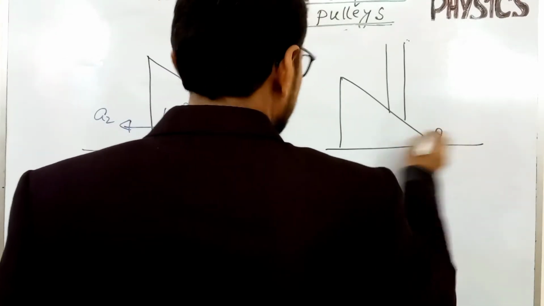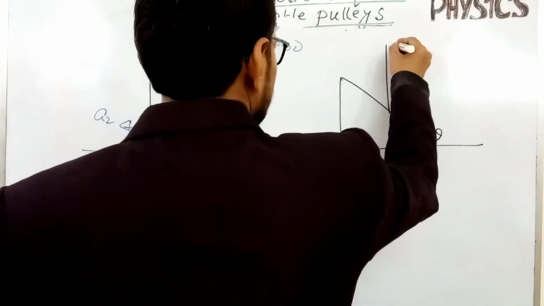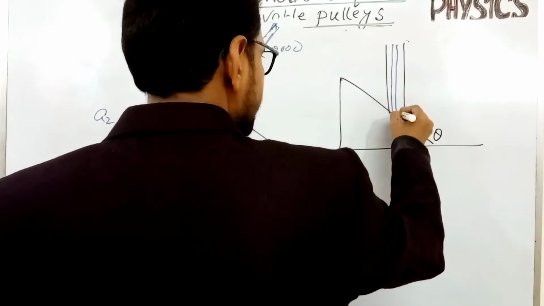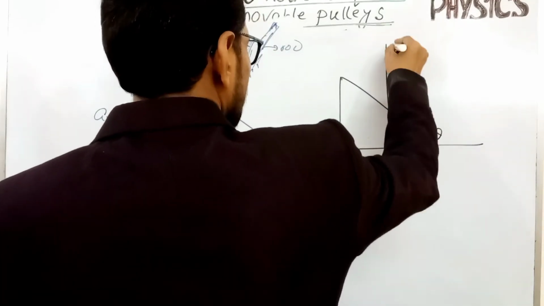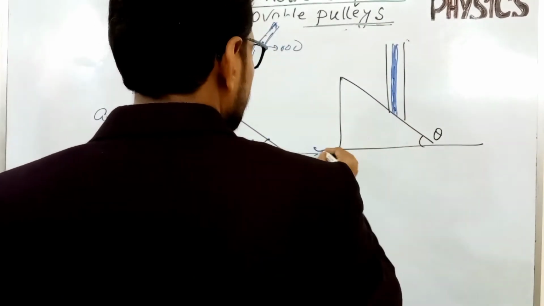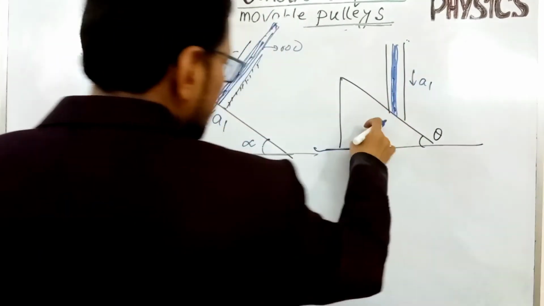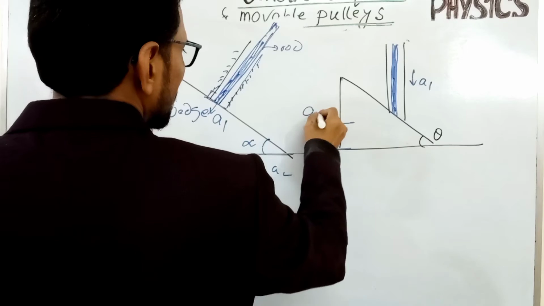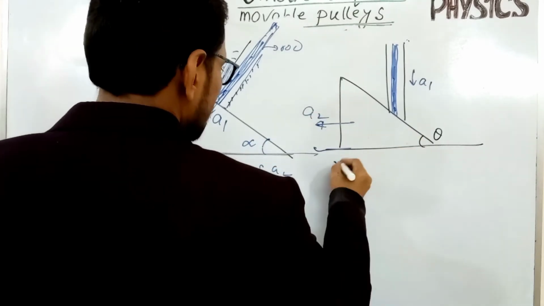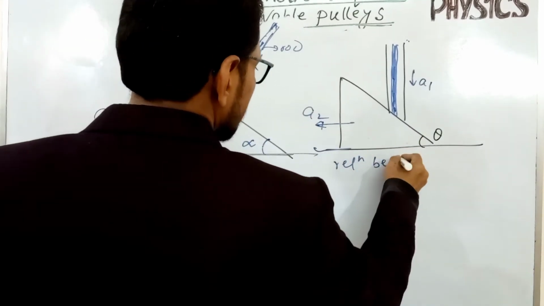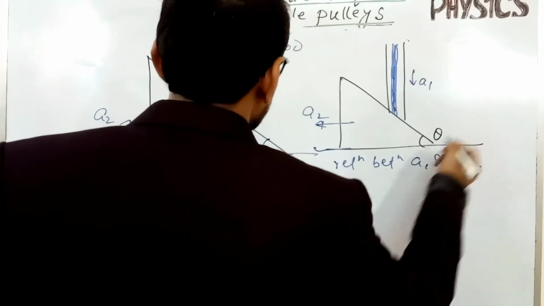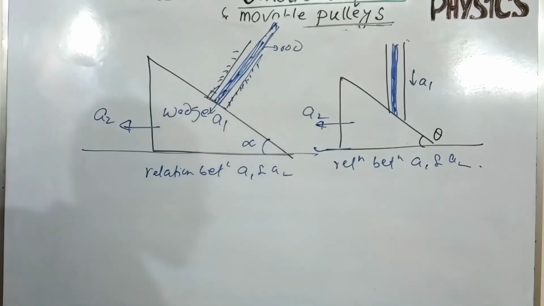Sometimes this question is also asked: suppose this support is normal to this, and this angle is theta, and this is the rod and this is the wedge. Now if a1 is the acceleration of this rod with respect to this, and the acceleration of the wedge is a2, what is the relation between a1 and a2?